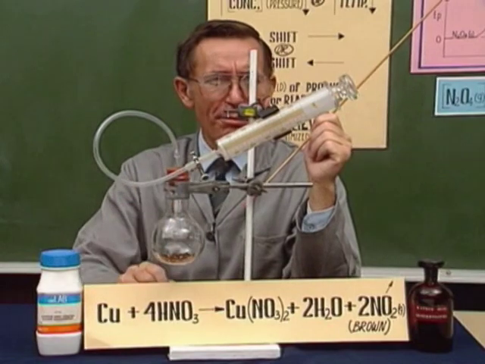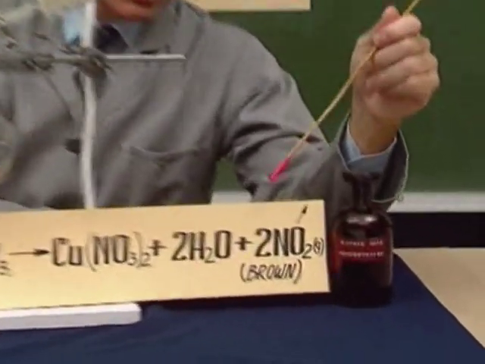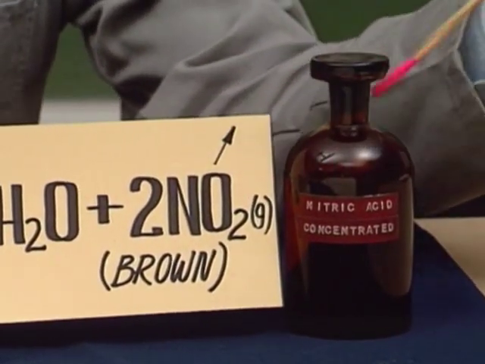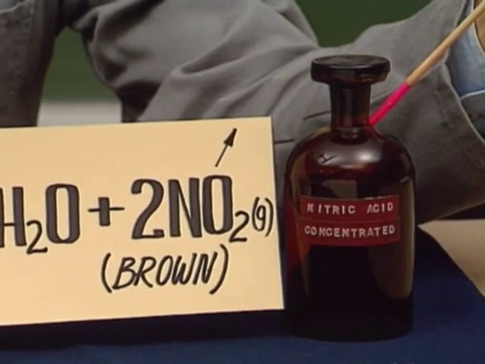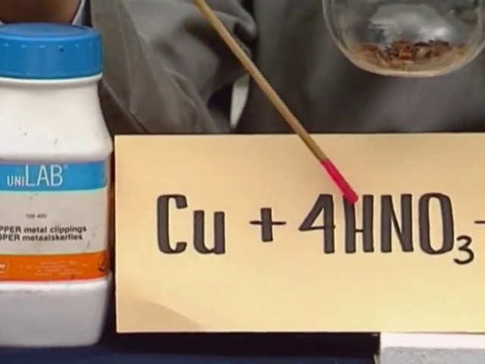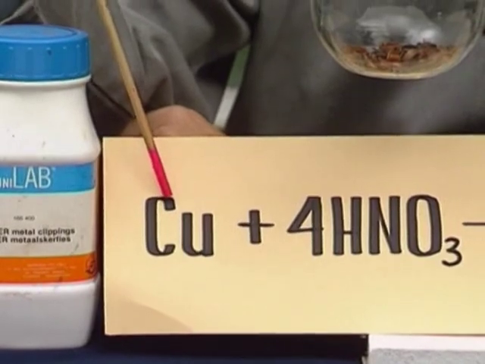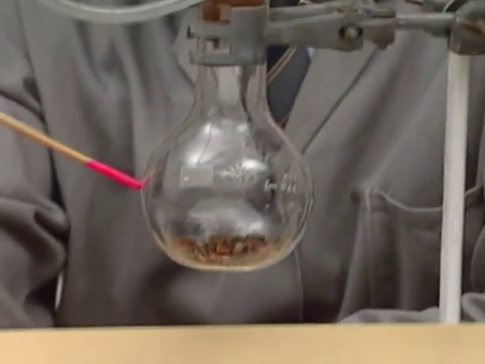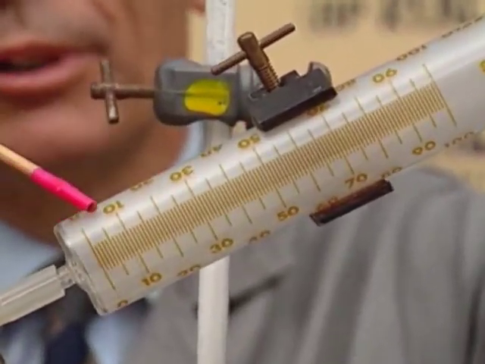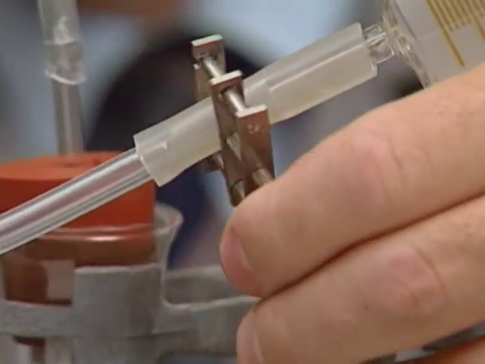For our second example of the application of Le Chatelier's principle, we first have to prepare some brown nitrogen dioxide gas by adding this powerful oxidizing agent, concentrated nitric acid, HNO3, to the reducing agent copper in this flask, and then we half fill our gas syringe with a brown gas and seal the end.